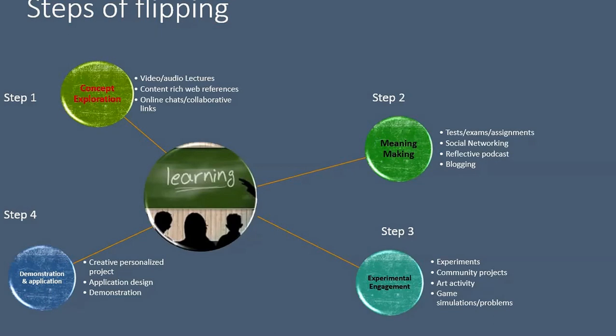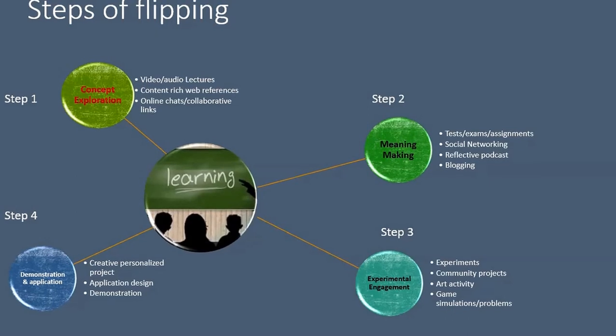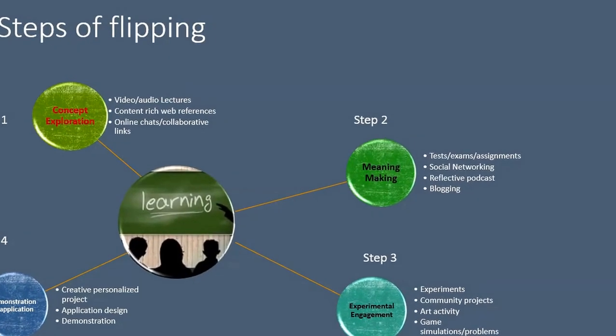In the experimental engagement, the students are actually involved in problem solving, community projects or arts, or making games or doing experiments. Once they have a high engagement index, then definitely their application index, that is the creativity skill, will be developed, and they may create personalized projects, or design and demonstrate applications. So these are the 4 basic fundamental steps of universal design of learning, which is also applicable for flipping the class. So if you wish to do the flipping, we may think of these 4 steps.